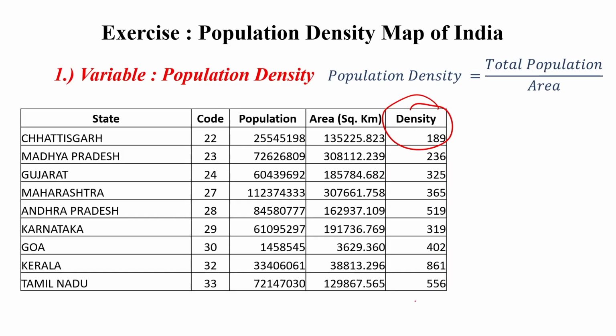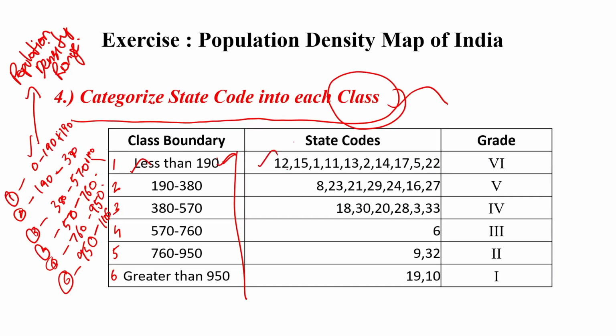See, 189 will come, that is it. So, the number of states that have a population density lower than 190, I will note down the state codes over here. The next one, I will just quickly move. So, we will just see for 570 to 760. So, there is only one state code which is 6.